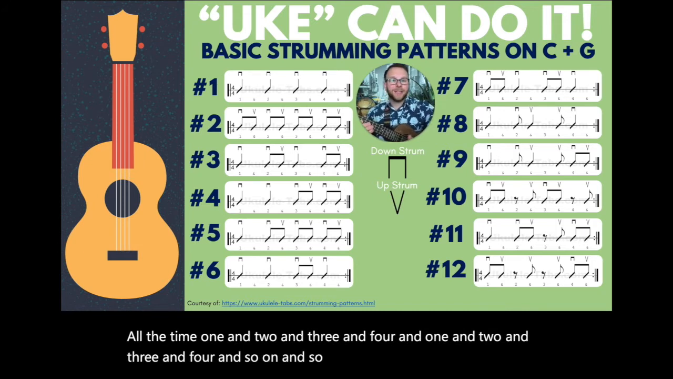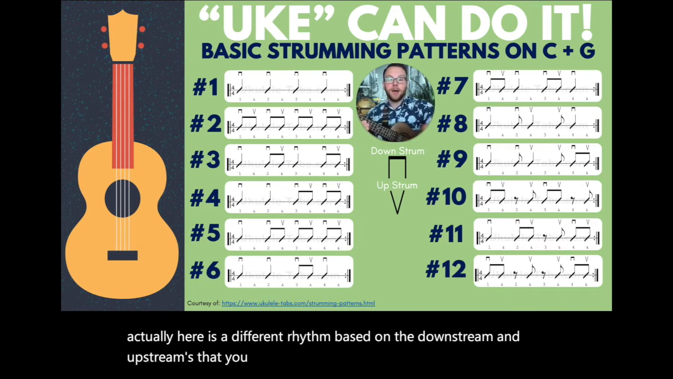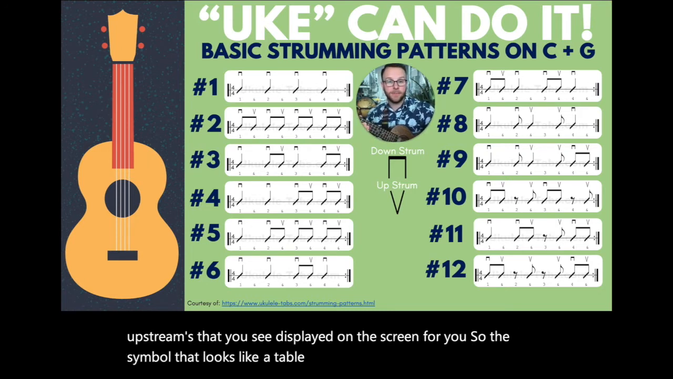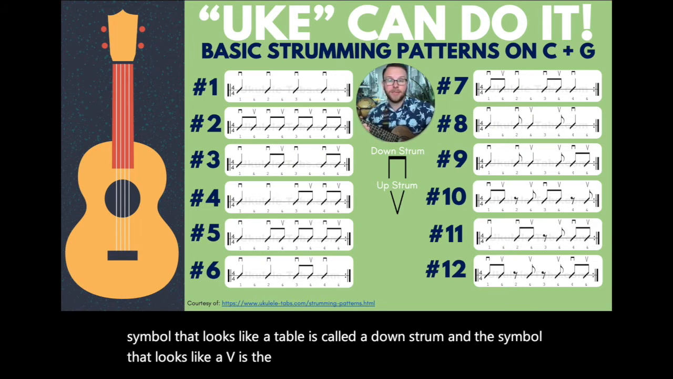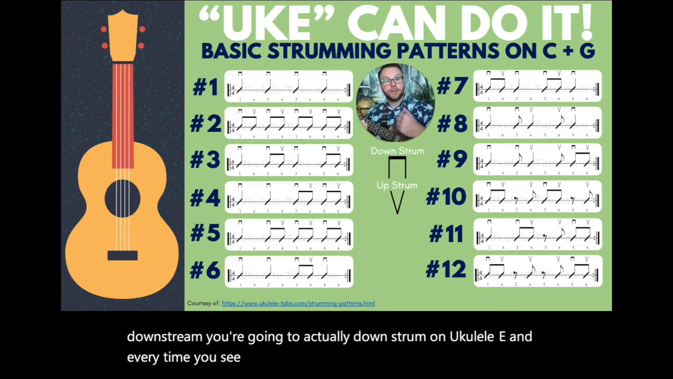But what you're going to actually hear is a different rhythm based on the down strum and the up strums that you see displayed on the screen for you. So the symbol that looks like a table is called a down strum, and the symbol that looks like a V is the up strum. So every time you see a down strum, you're going to actually down strum on your ukulele, and every time you see an up strum, you're going to up strum on a ukulele.